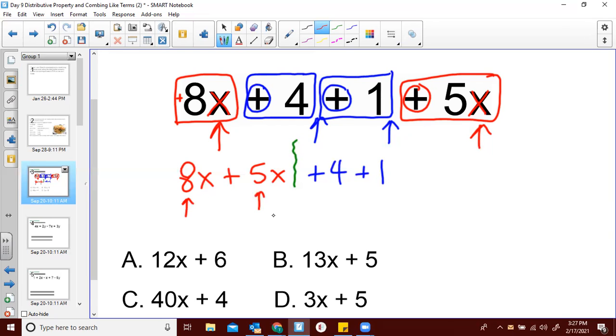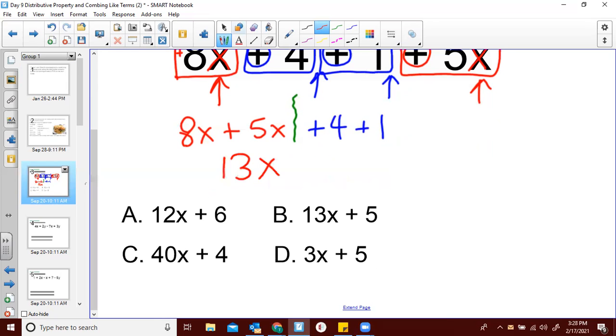And these numbers in front of the variable are called coefficients. All right, these are called coefficients. So we're adding 8 and 5. So I have 8 plus 5, which is going to give me 13x.